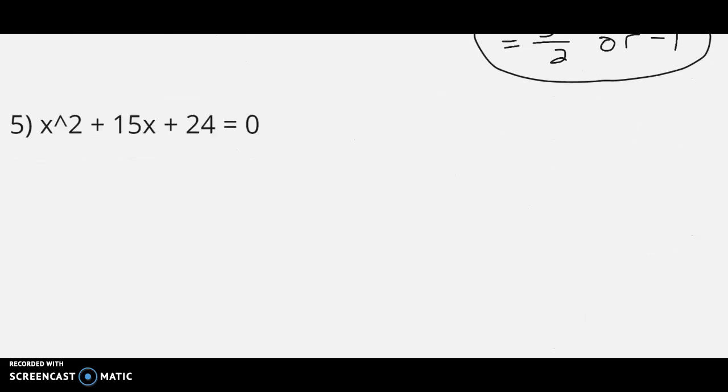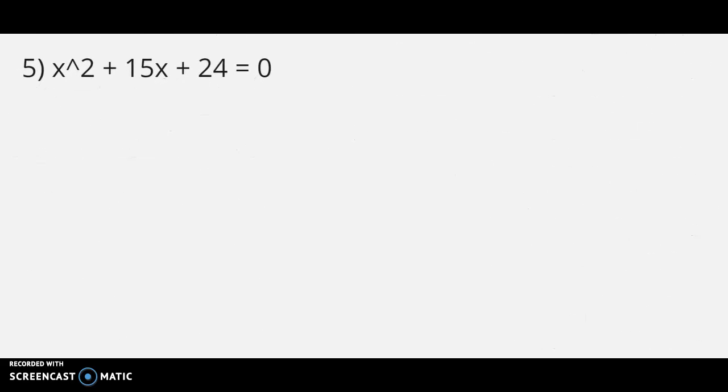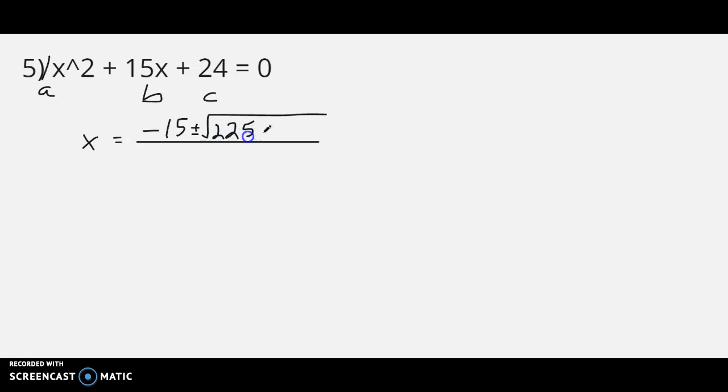Let's look at number 5. X squared plus 15x plus 24. A is 1, B is 15, and C is 24. Quadratic formula. Negative B, negative 15, plus or minus square root. B squared, which is 15 squared. If we take 15 squared, we get 225.